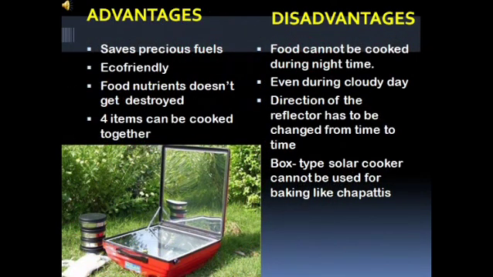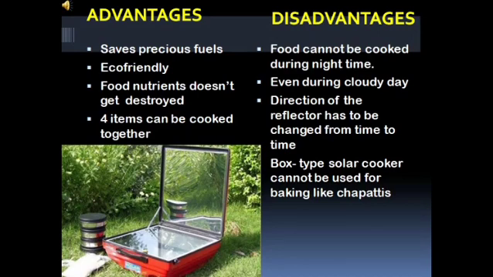Use of a solar cooker saves precious fuels like coal and kerosene. Then it does not produce smoke, that means it is eco-friendly. Third, when food is cooked, its nutrients do not get destroyed. Fourth, we can cook 4 items at the same time.